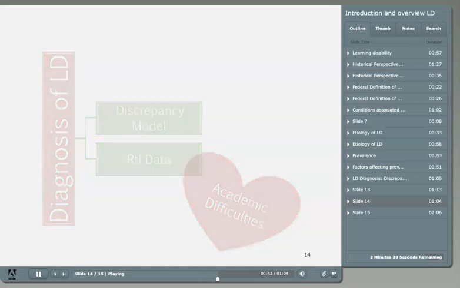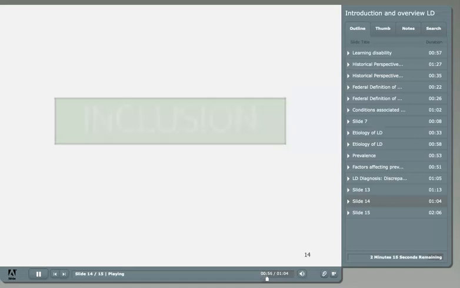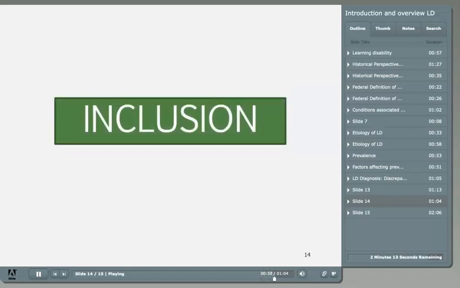The most common type of academic difficulty is reading. 80% of children with learning disabilities have primary deficits in the area of reading and language functions. With the right interventions, adaptations, and accommodations, they can benefit from instruction in the general education setting and can be successful at grade level in their schools.